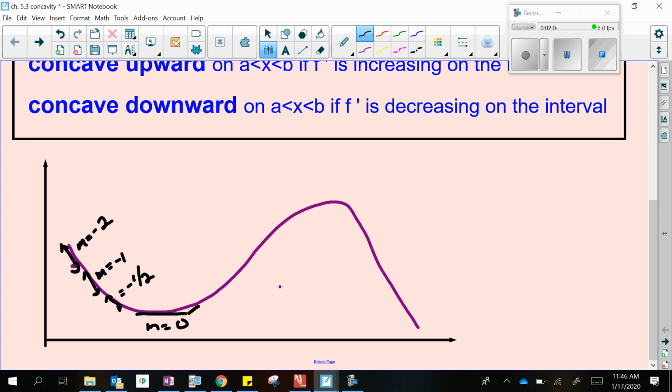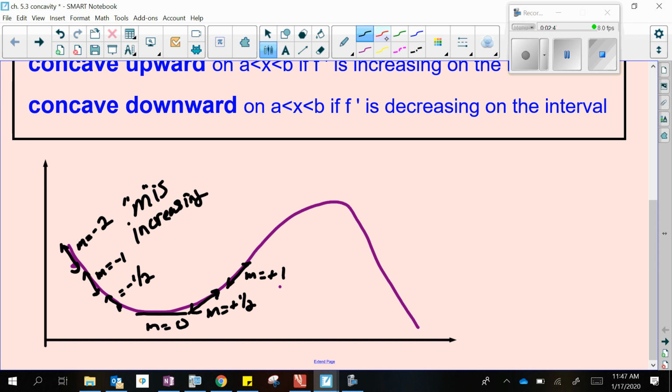And now over here, how does the slope of the tangent line change? It's now positive, but still low, right? Like maybe positive 1/2. And then maybe this is positive 1. Okay? So all along here, the slopes of the tangent line, are they increasing or decreasing? We're going from -2 to -1 to 0 to 1/2 to 1, right? They're increasing. So m is increasing.